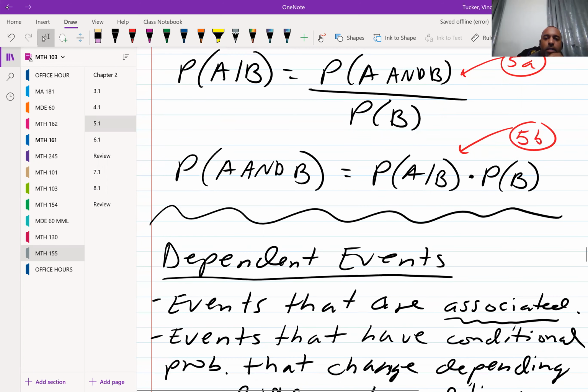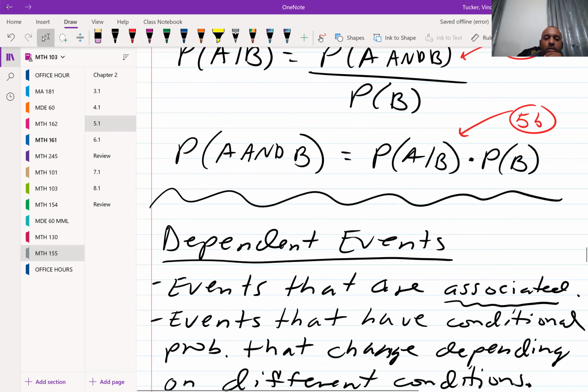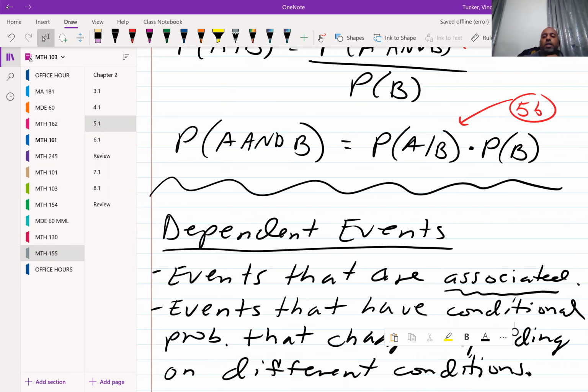All right, everybody doing that top line. The next thing we're looking at are dependent events. Events that are associated are considered dependent events. In other words, they have a connection. These are events that have conditional probabilities that change depending on different conditions.